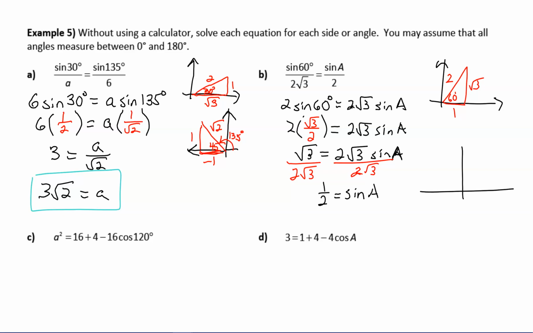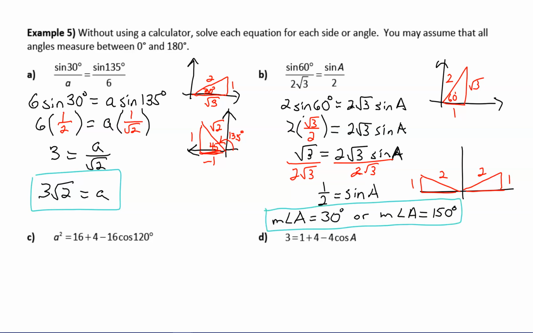Since sine is positive in both the first and the second quadrants, we'll get 2 solutions. Drawing 2 reference triangles with an opposite over hypotenuse equal to 1 over 2 gives us 30-degree reference angles, which means that the measure of angle A may be 30 degrees or the measure of angle A equals 150 degrees. This is a good example of what we'll call the ambiguous case when we study law of sines in greater depth. All right, now let's try one with law of cosines.